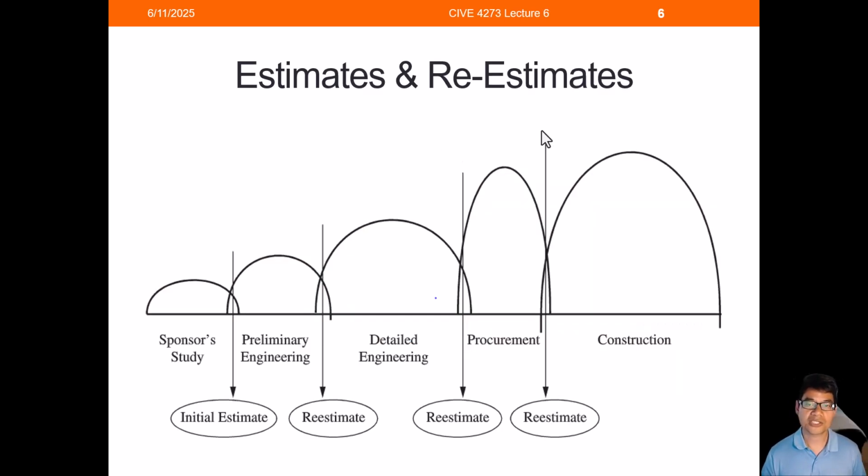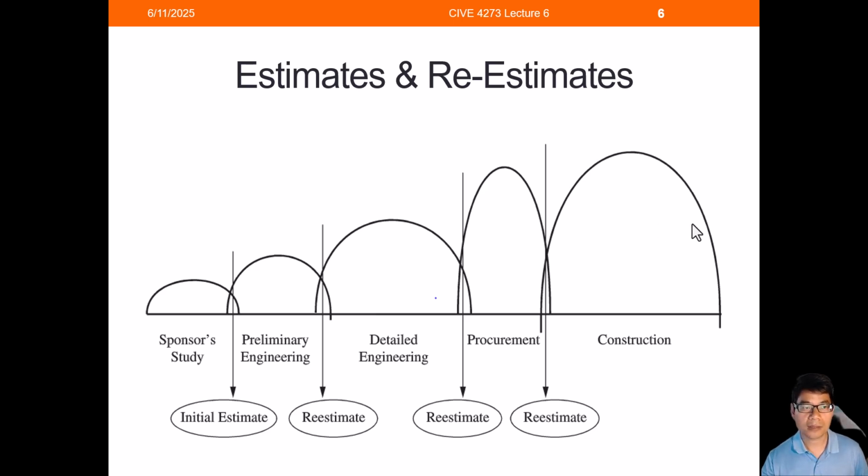Cost estimating is not a one-time activity. You have to do it multiple times, and at different stages there are different purposes for those cost estimates. The first one is during sponsor studies, where you try to come up with a budget for the owner to help them establish the cost budget. Once the preliminary design is done, the engineer is going to have another estimate, to help the owner better understand where the project budget stands.